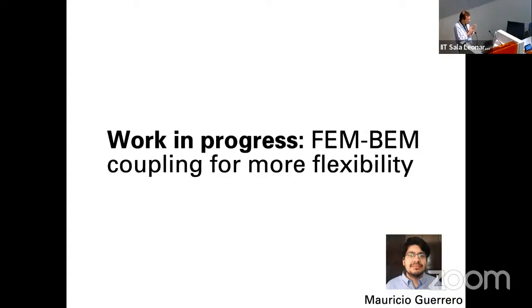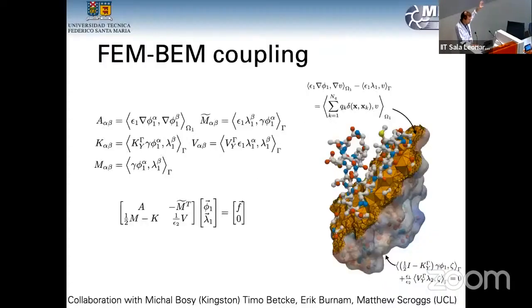So that's why we started getting into how we can add more flexibility to the method, and here what we're going to do is a coupling of finite elements and boundary elements. This is very much proof of concept work that we're doing in collaboration with the BEMPP team at UCL and Nika Bossi in Kingston and also in London. As a proof of concept, we said, okay, let's mesh the molecule with finite elements and use boundary elements elsewhere, so that the potential does go to 0, and inside the molecule we can do whatever we want.